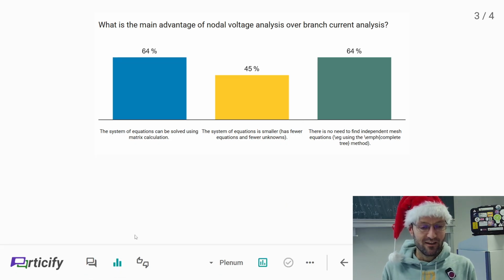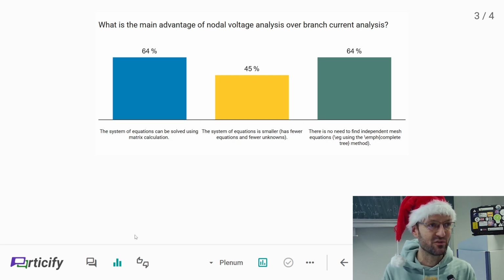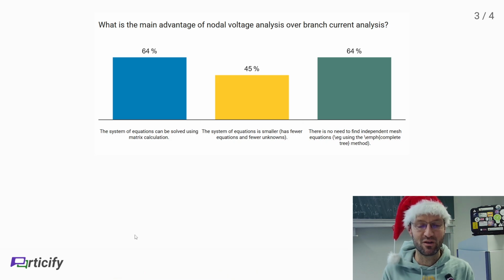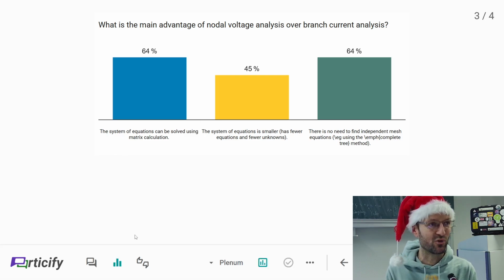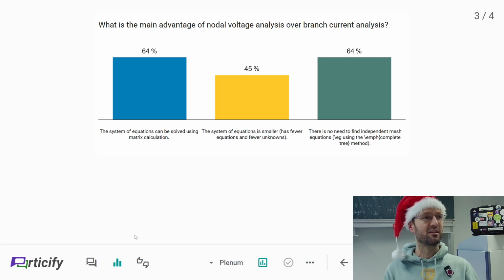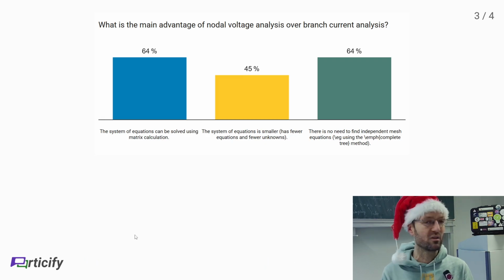So, yeah, so I think this answer, I mean, it's always to discuss, but I would not call this one of the main advantages, because each system of equations can be solved by matrix calculation. You don't need to have nodal voltage analysis for this. It will also work with branch current analysis, mesh current analysis, whatnot. Usually the system of equations is smaller. In branch current analysis, you set up mesh equations and you set up nodal equations. Here we only set up the nodal equations, so we get a smaller system of equations, which is usually an advantage, especially if you solve the equation system by hand.